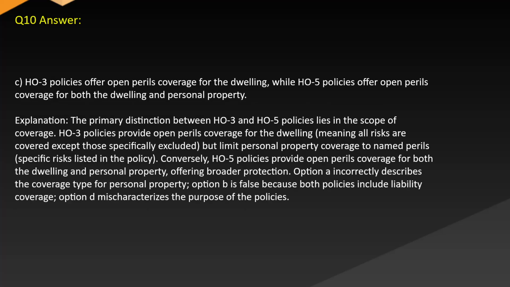Answer. C. HO3 policies offer open perils coverage for the dwelling, while HO5 policies offer open perils coverage for both the dwelling and personal property. Explanation. The primary distinction between HO3 and HO5 policies lies in the scope of coverage. HO3 policies provide open perils coverage for the dwelling, meaning all risks are covered except those specifically excluded, but limit personal property coverage to named perils, specific risks listed in the policy. Conversely, HO5 policies provide open perils coverage for both the dwelling and personal property, offering broader protection.